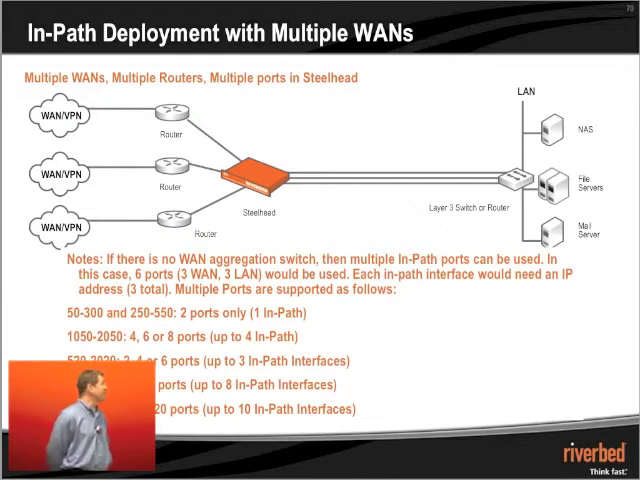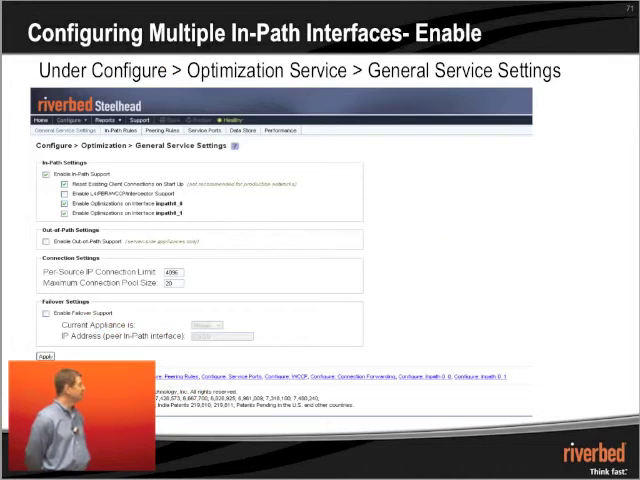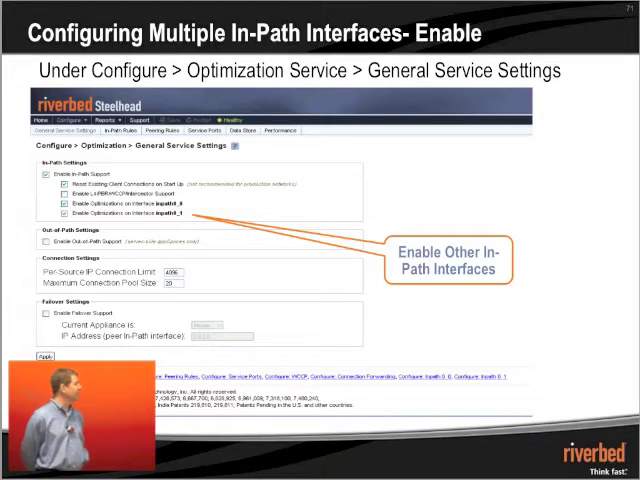The first is when we have multiple WAN links configured through a single steelhead appliance. In those situations, we need to make sure that we turn on the additional in-path interfaces. By default, those interfaces are not turned on, so they will not do any optimization. Traffic will be simply passed through. How do we turn on those devices? We go to the Configure Optimization General Service settings, and we enable the additional in-path interfaces that we wish to use.